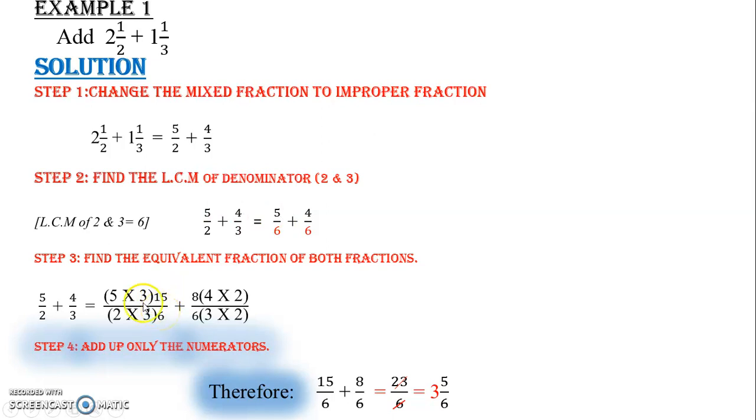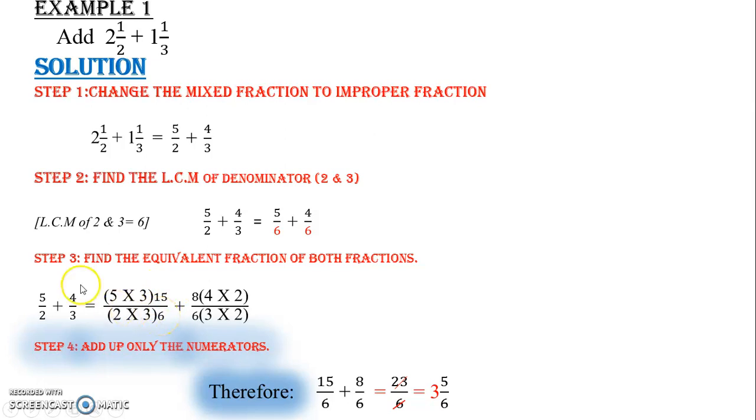Let me take that again. Now remember, our new denominator is now 6, while our old denominator is 2. So 6 divided by 2, that will give us 3, and 3 times our numerator. So 3 times 5 will give us 15. So that was how we got 15 over 6.